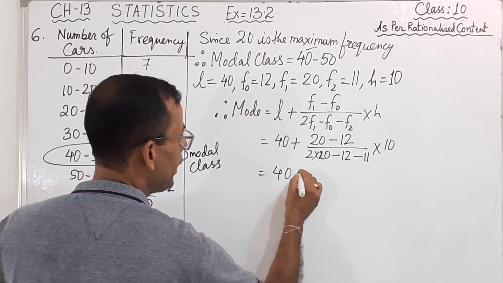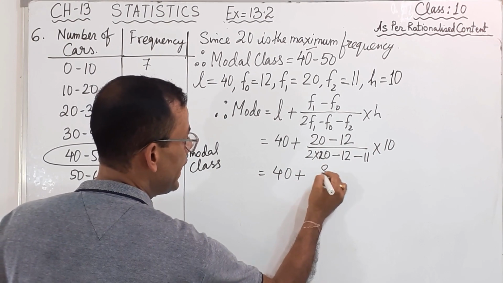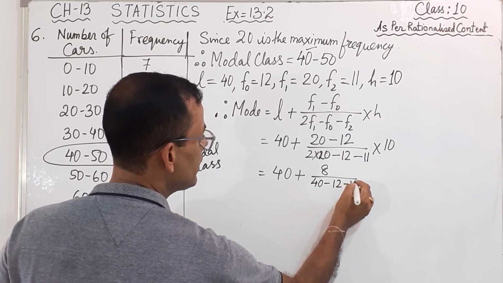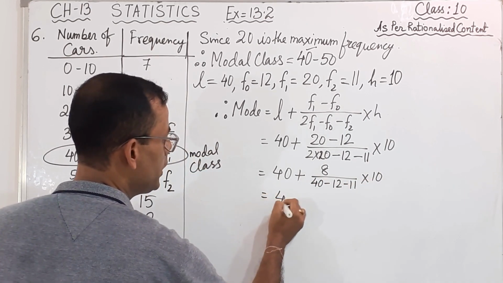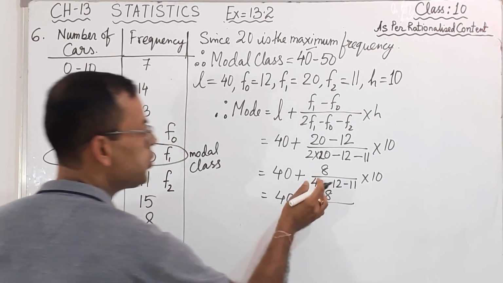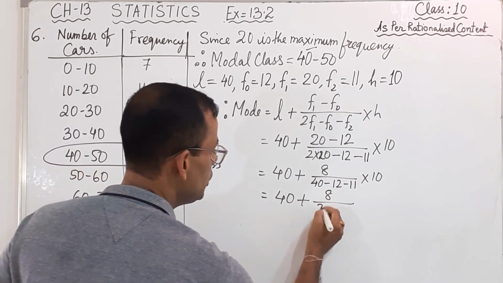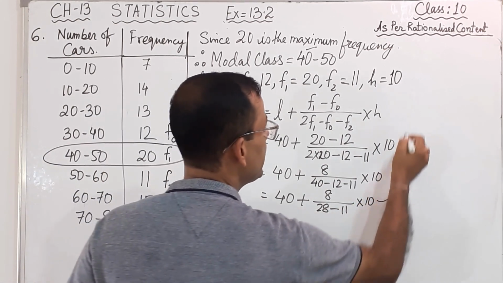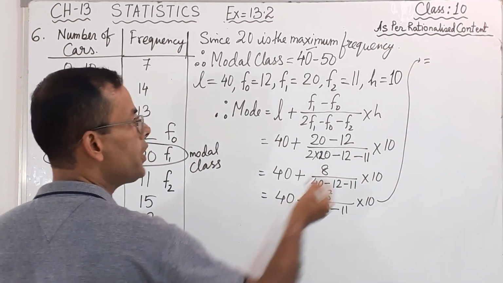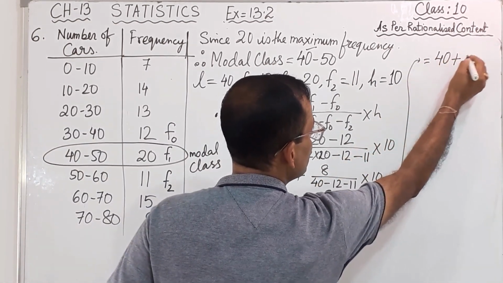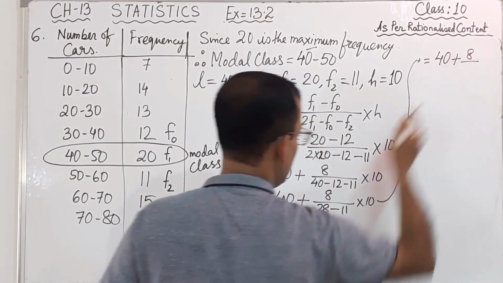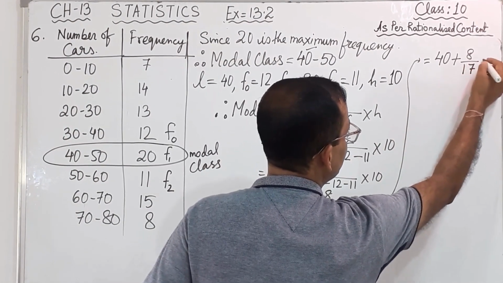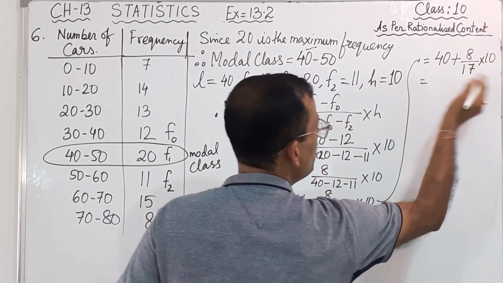Now 40 plus 20 minus 12 is how much? 8, divided by 2 into 20, that is 40, minus 12 minus 11, into 10. Now 40 plus 8. Now 40 minus 12, how much comes? 28 minus 11 into 10. Equal to 40 plus 8 as it is. Now 28 minus 11 is how much? 17, into 10.